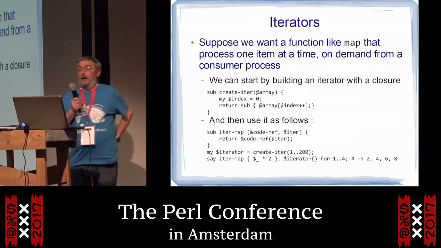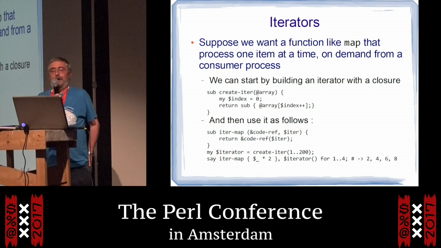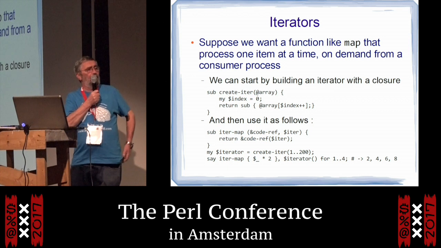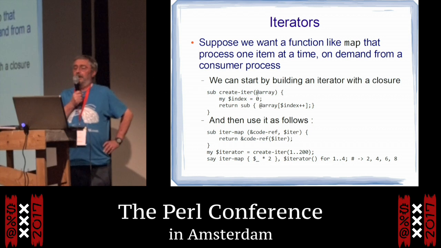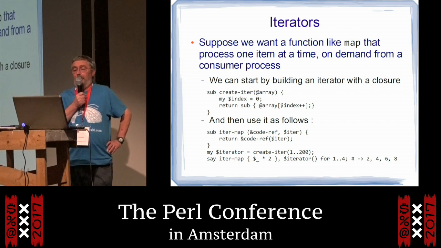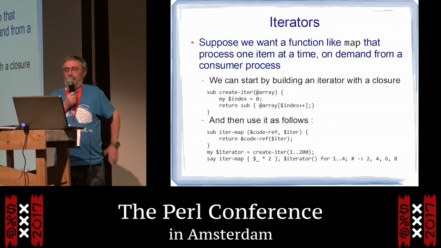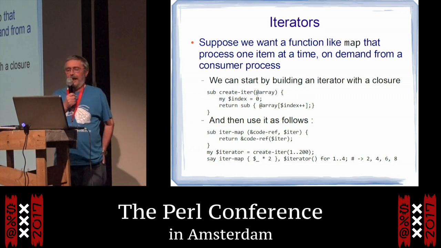Iterators. Suppose I want to create a function like map, but that would process one item at a time when the consumer process wants to have it. I can start by building an iterator with a closure. So create iterator, and then I'm just using an index which is incremented each time I'm using it. And then I use it as follows, sub item map, and I return the code ref.